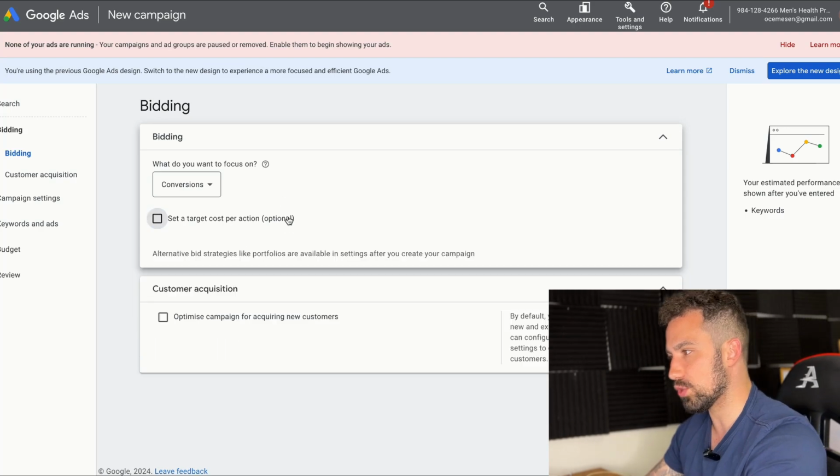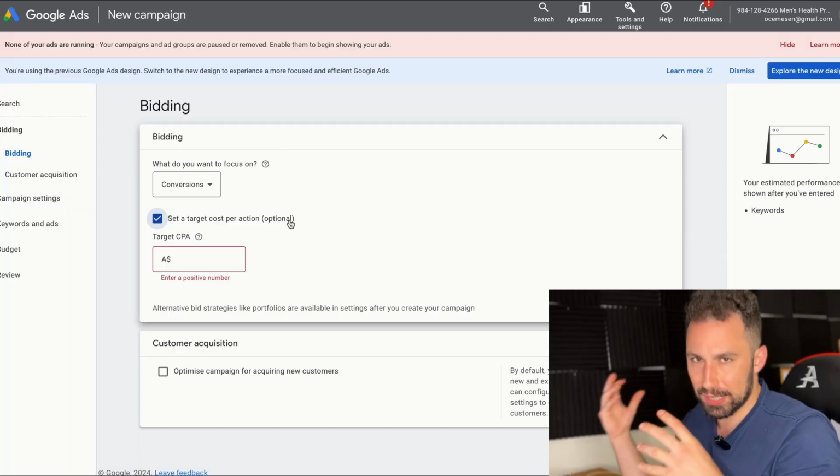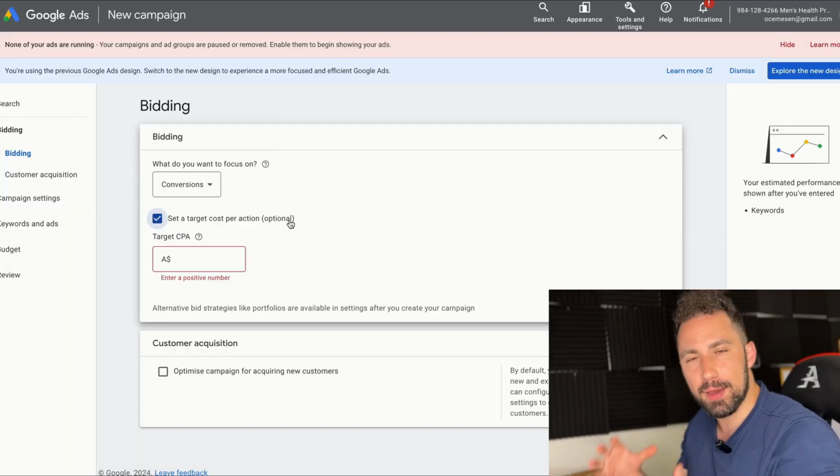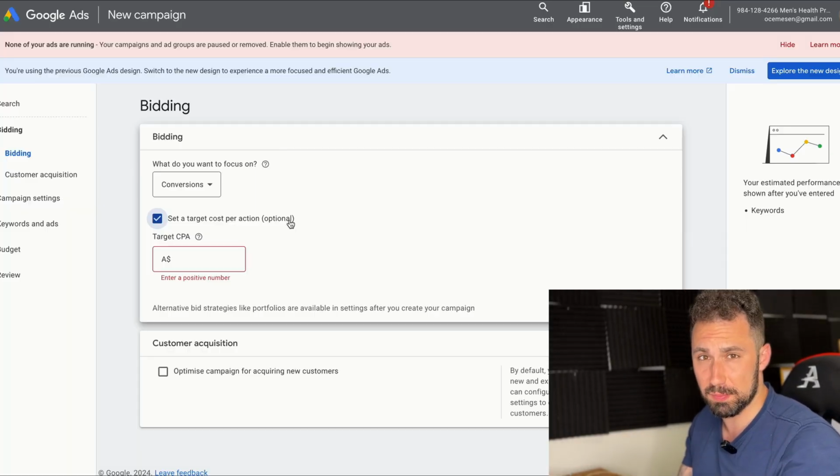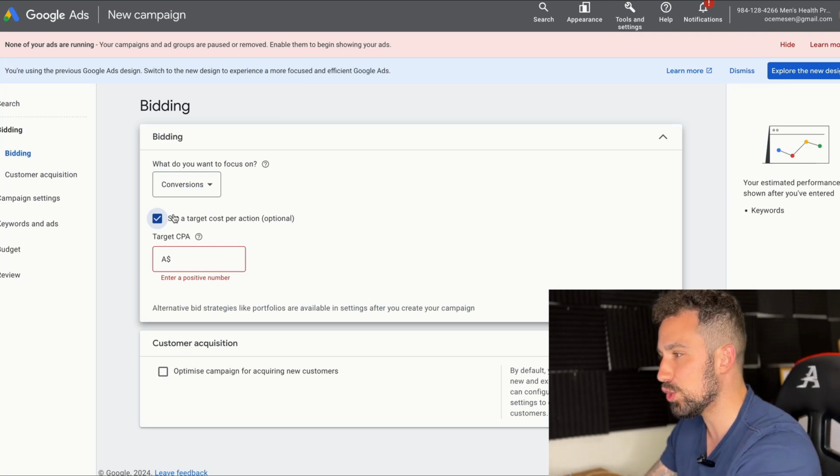This is a great goal if you're getting enough conversions, as I said, like 20 to 30 per month, and then you want to lower it slowly. Let's say you're getting a healthy amount of conversions, but now you want to work the target CPA a little bit lower, and then you can introduce this cost per action.